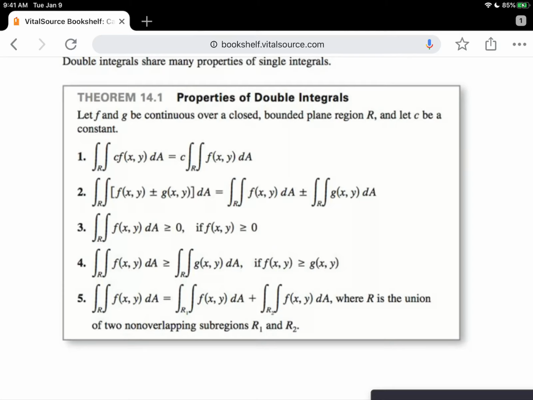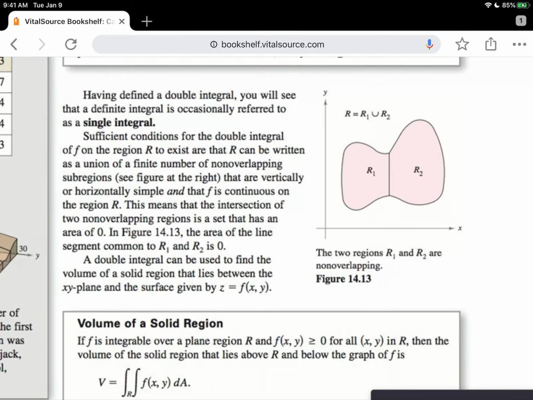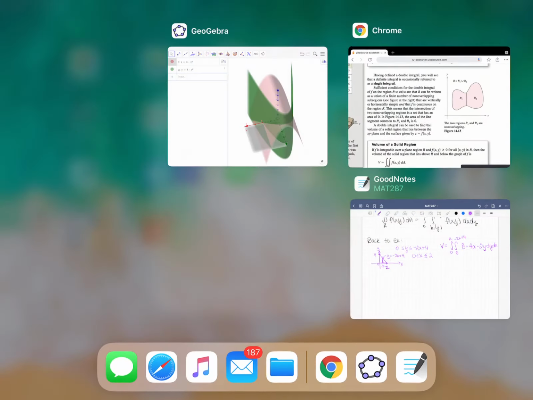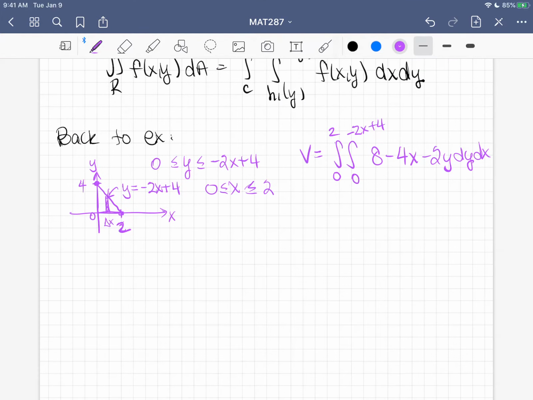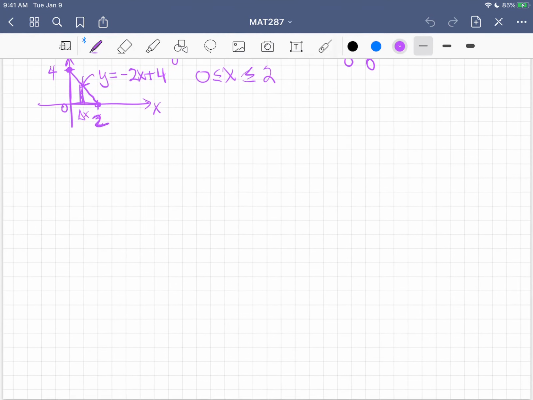This is just like if you were taking the single integral from a to b and c was some point in that interval from a to b, you could break up your single integral as the integral from a to c plus the integral from c to b. I think I've got a picture here of two non-overlapping regions, R1 and R2, and we're going to do an example here in just a second. All right, so let's go back to the notes. I just want to do an example and then let you try another problem.